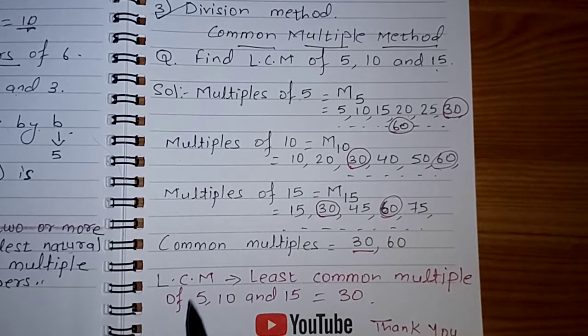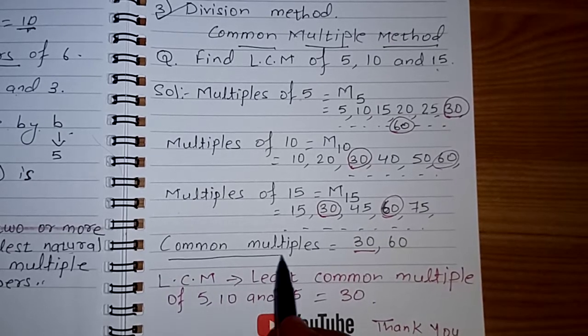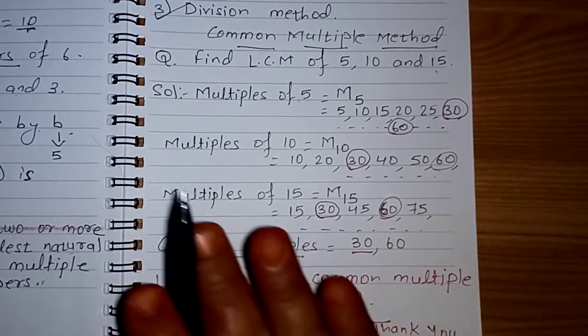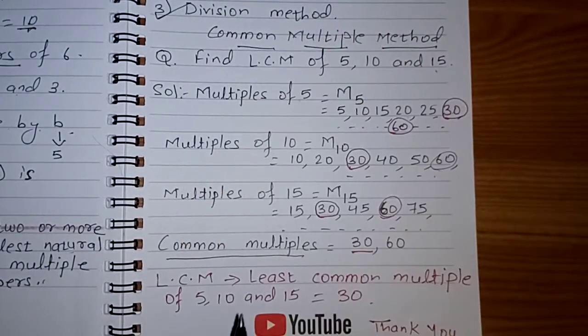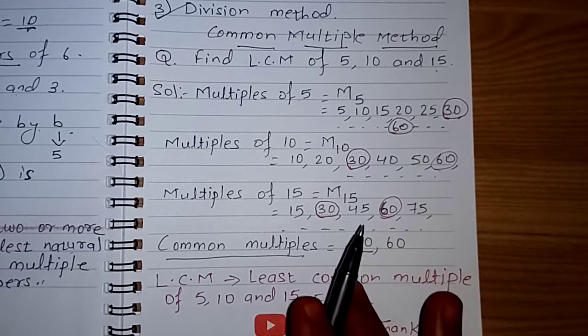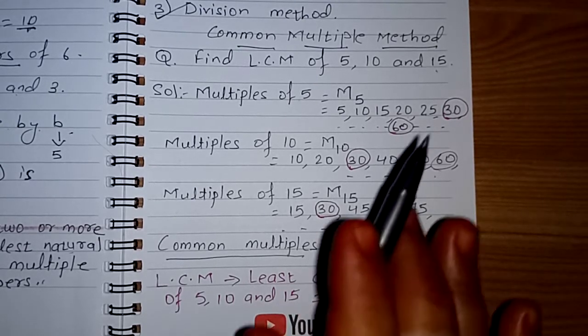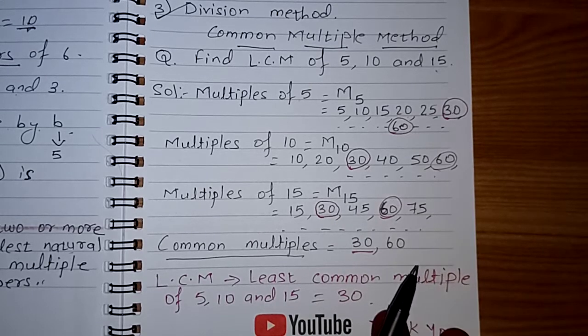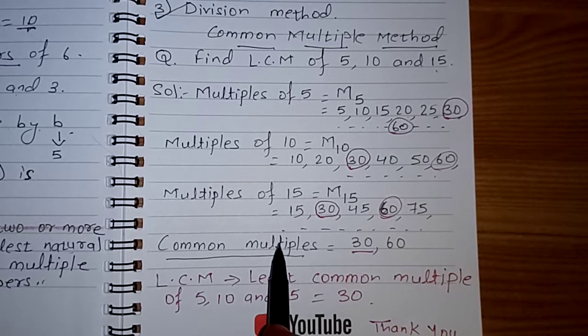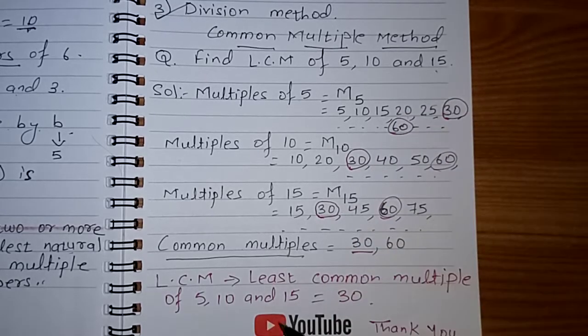Now the next step is what? Step 2, common multiples. Step 1 is what? Writing the multiples of given numbers is step 1. Now step 2 is what? Common multiples. We have to find out which multiples are common to all.